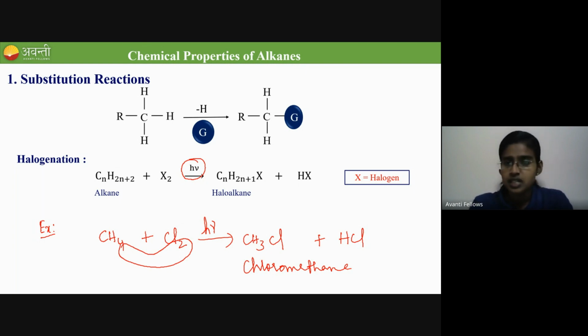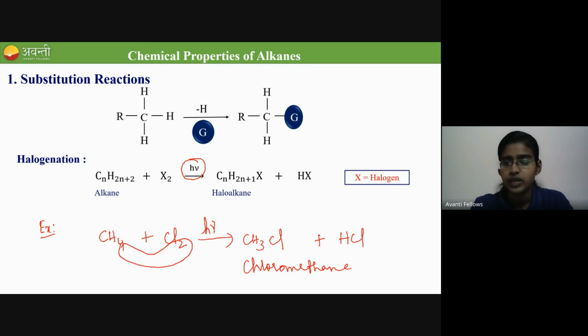Is this clear to all of you? Shall we move on to the second reaction of alkanes? It's very easy, right? If you are having any doubt in this, just put it in the chat box. Otherwise, we can move on to the next reaction. Shall we move on to the second reaction of alkanes? Yes?